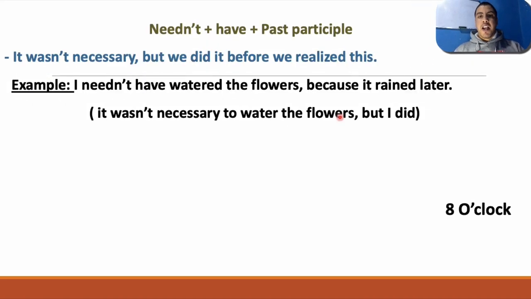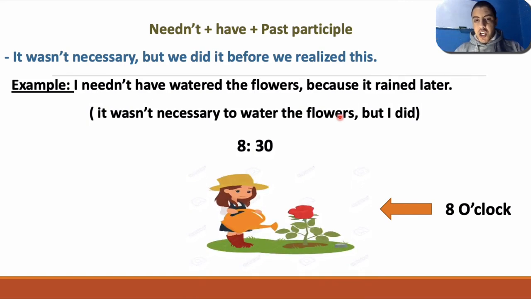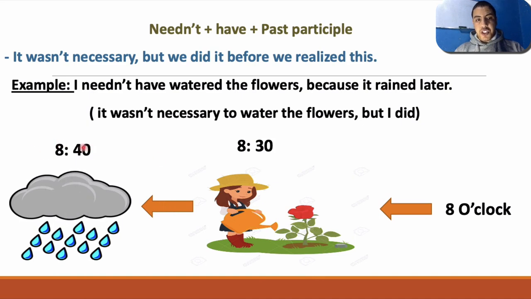Another example. Look here. Let's suppose that at 8 o'clock, I went to water the flowers at 8:30. So at 8:30, I watered the flowers. But at 8:40, it rained. Then I will say, I needn't have watered the flowers because it rained later. So it wasn't necessary to water the flowers.